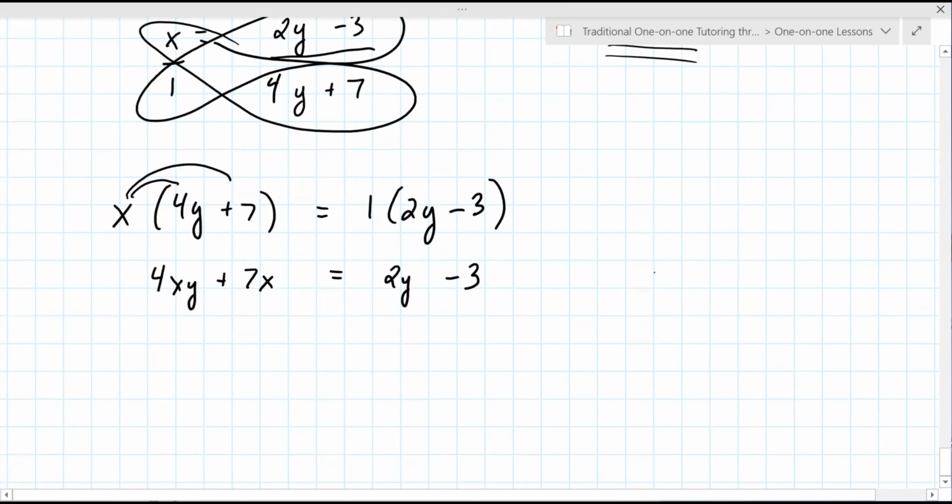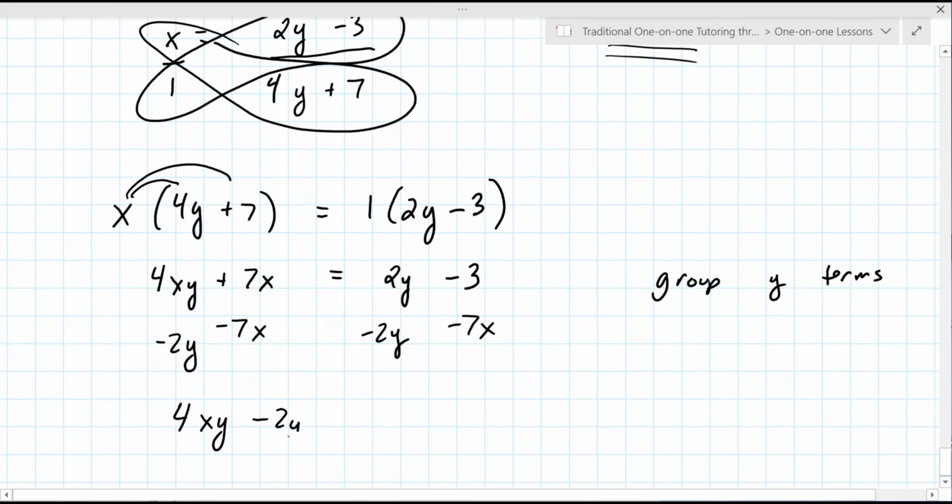And then from here, you want to group the y terms. In better language, that means move the y's left and the x's right. So in terms of math operations, you're going to subtract 2y from both sides, and you're going to subtract 7x from both sides. So it becomes 4xy minus 2y equals minus 7x minus 3. And the order doesn't matter. You could choose minus 3 minus 7x or minus 7x minus 3. It really doesn't matter.